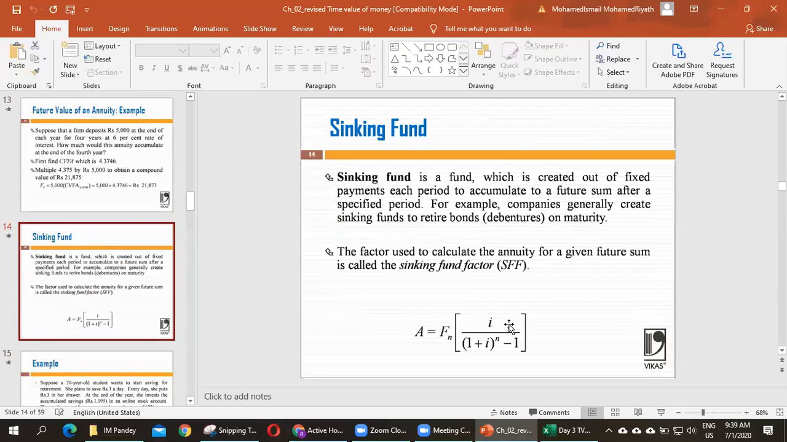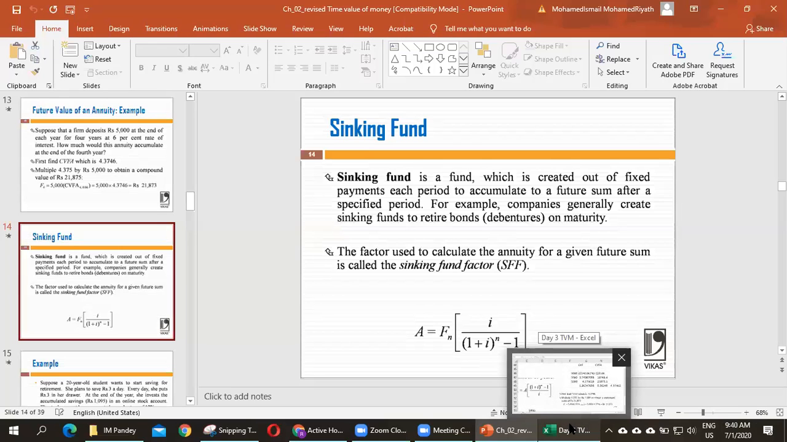Then sinking fund. Sinking fund means it's like an annuity, but the difference is you need a certain amount of money in a future period. To achieve that amount, you have to deposit a certain amount of money, like an annuity. So, for example, Madhusanga, when you are trying to get married in the future, after 5 years or 6 years or 2 years.